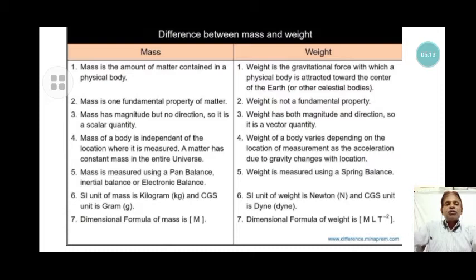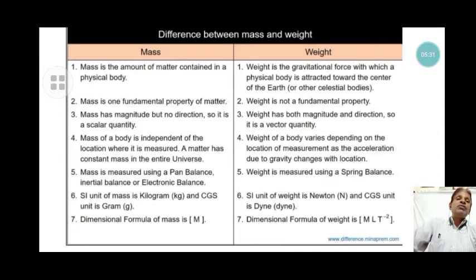Mass has magnitude but no direction, so it is a scalar quantity, only magnitude, not direction. But weight has both magnitude and direction, so it is a vector quantity.